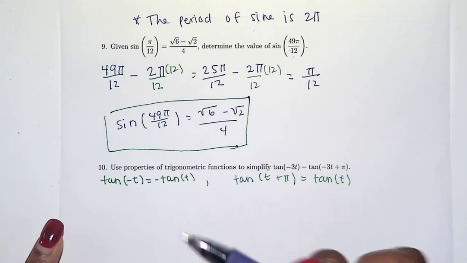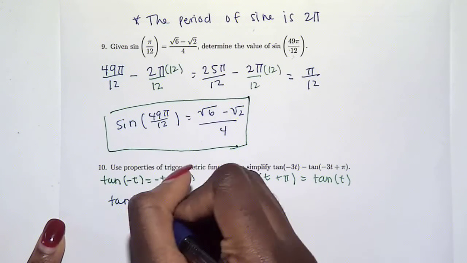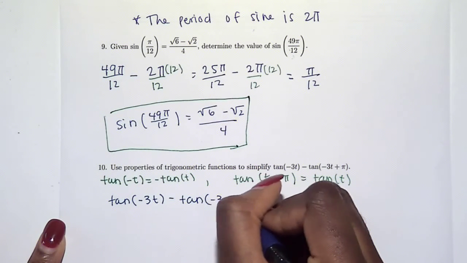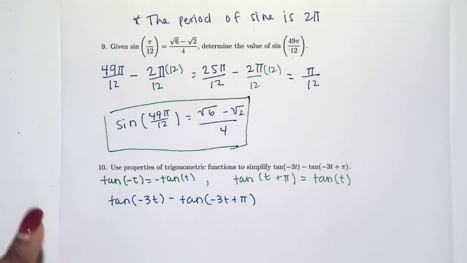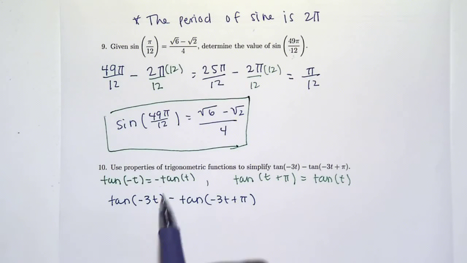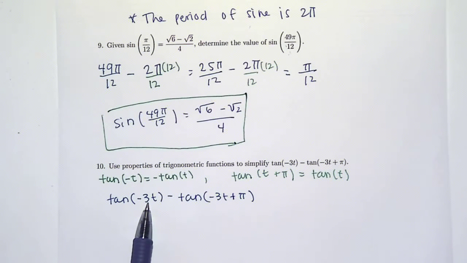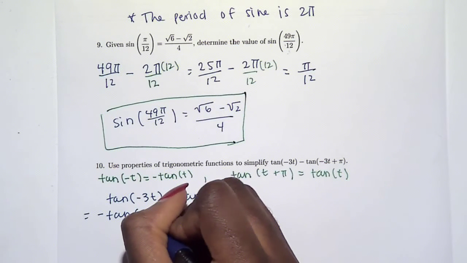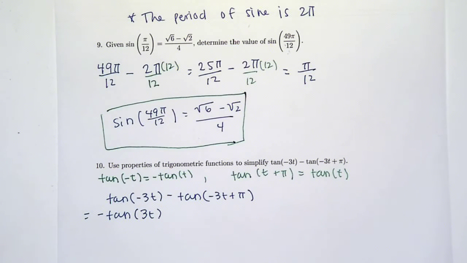So I'll rewrite the problem. We're given tangent of negative 3t minus tangent of negative 3t plus pi, and we want to simplify it. We're going to use one rule at a time. The first thing I notice is that inside of my tangent I have a negative number. We know that tangent is odd, so this is the same thing as taking the negative completely outside of our tangent. So now we have negative tangent of 3t.